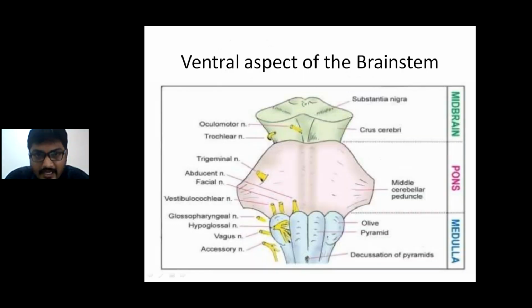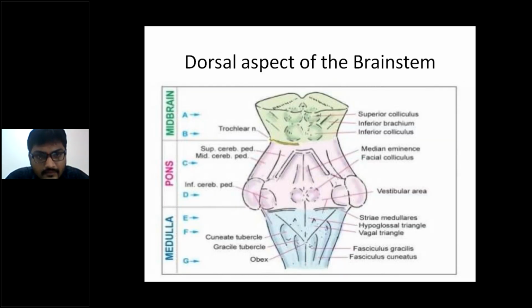So this is the ventral aspect. So this is the dorsal aspect of the brainstem. Ventral aspect, now I discussed the anterior part. Now dorsal aspect, posterior part. Posterior part, level of superior colliculus. See, superior colliculus, inferior colliculus. Okay, this is pons, this is medulla. So this is dorsal aspect of the brainstem, longitudinal section.